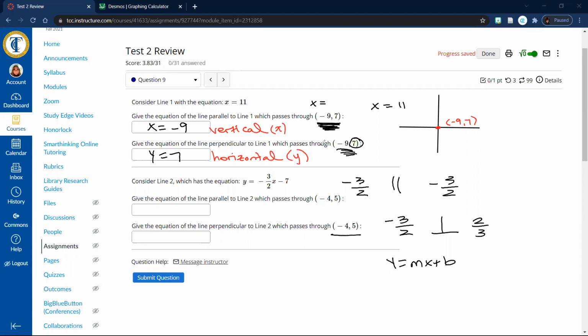Is it vertical because it's a parallel line? It's asking you. Yes, because it's asking for a parallel line to x equals 11. And it has to go through this point. So when it says it has to pass through that certain point, that point's going to be the key to finding what the equations are.